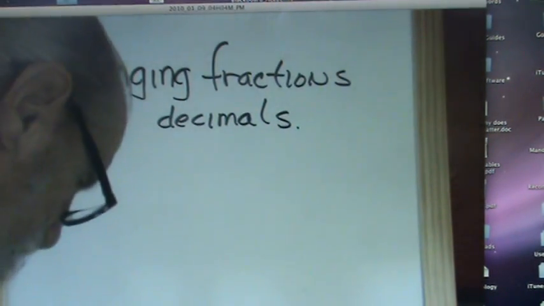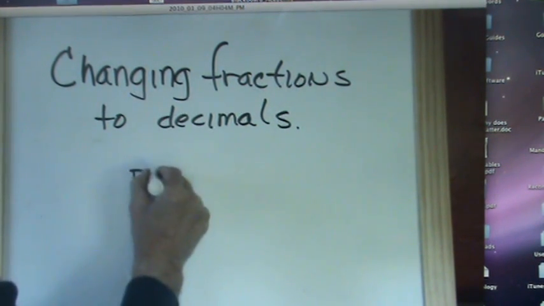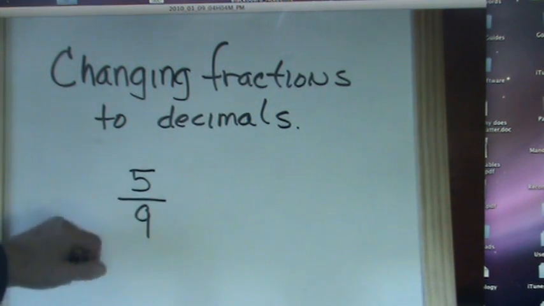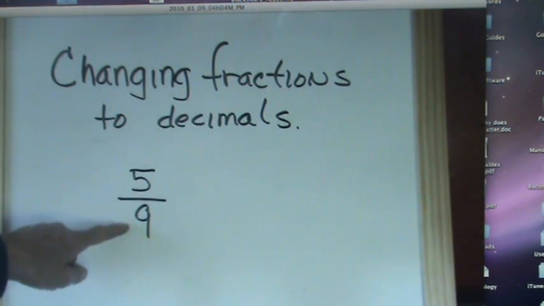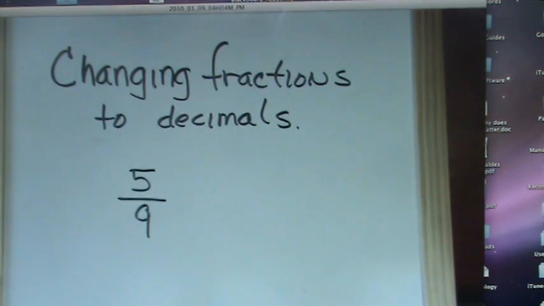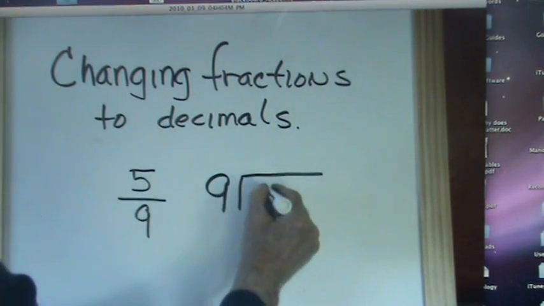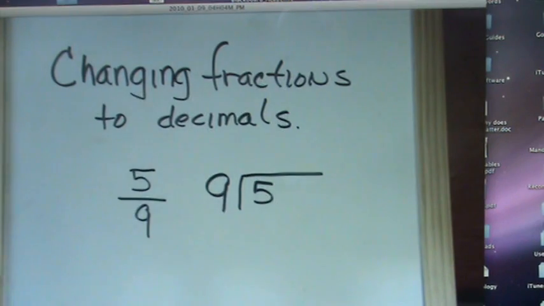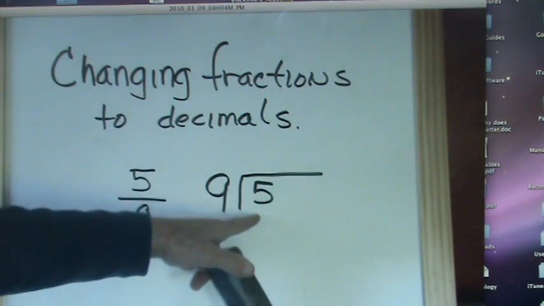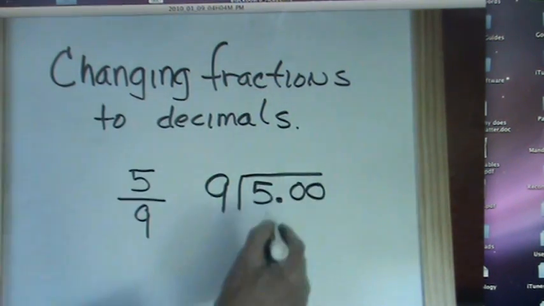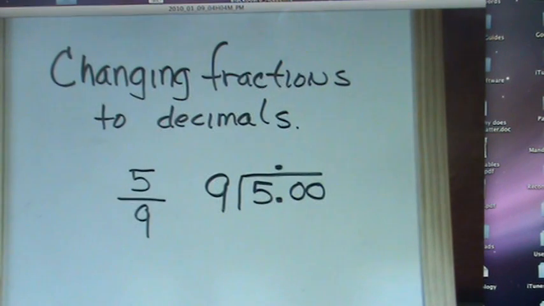Suppose I have the fraction 5/9, and I want to change this into a decimal. Well, I know to change any fraction into a decimal, I divide the denominator of the fraction into the numerator. So 9 becomes the divisor, 5 becomes what's divided into. And I also know that 9 cannot go into 5. So I'll put a decimal point and a couple of zeros. And I know that my decimal point has to go right above where it was.